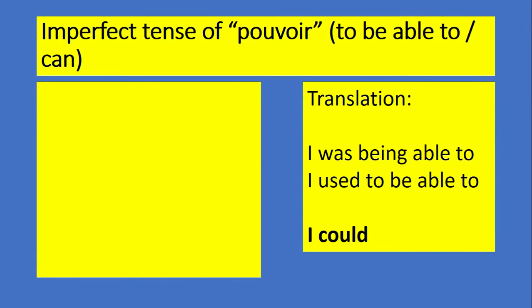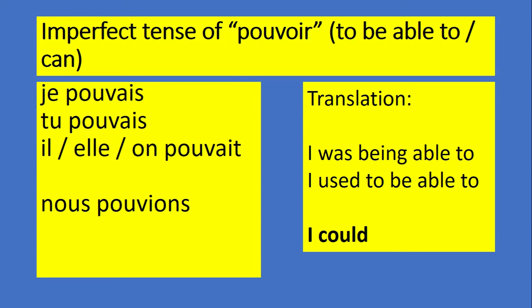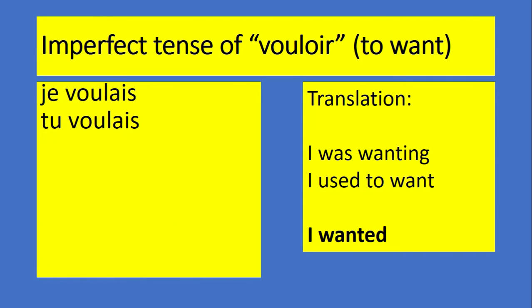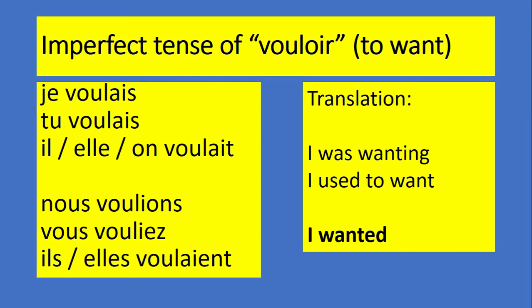Pouvoir, verb to be able to, or can. Je pouvais, tu pouvais, il pouvait, nous pouvions, vous pouviez, ils pouvaient. Literally as I was being able to, or I used to be able to. Again, it sounds a bit clumsy in English, so it might be easy just to translate it as I could. And the imperfect tense of vouloir: je voulais, tu voulais, il voulait, nous voulions, vous vouliez, ils voulaient. I was wanting, I used to want, but probably in many situations it might be easier and less clumsy to translate it as just I wanted.